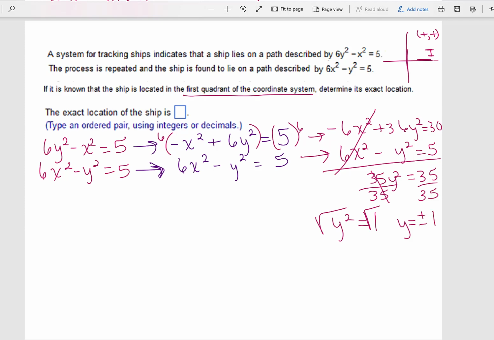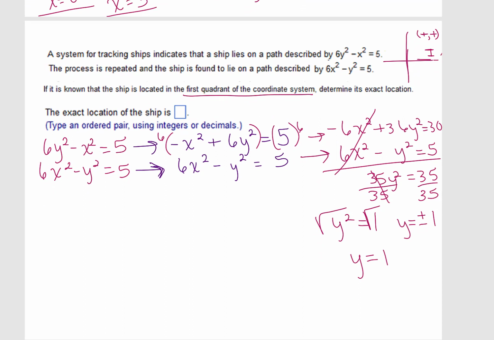Now, usually I would plug in both positive 1 for y and solve for the x, and then negative 1 for y. But because I know in this word problem they said that the ordered pair is in the first quadrant, I know that I can go ahead and throw out negative 1. So I'm only going to use y equals positive 1 because that's the only one that will be in this portion of the quadrant. A negative y is going to be somewhere down here or down there.